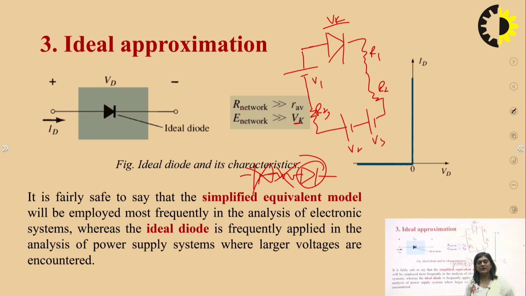So in numericals, when we are given an ideal diode, in that case we will ignore the resistance of the diode, and we will also ignore the Vk voltage, the knee voltage of the diode. And if we are given a practical diode, we will use a simplified model in which we replace the diode with 0.7 volt in case of the silicon diode, and 0.3 volt in case of the germanium diode.